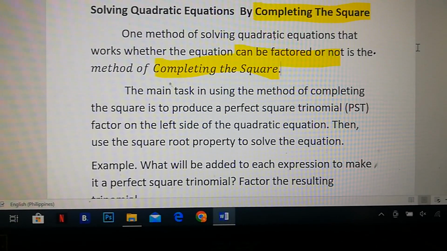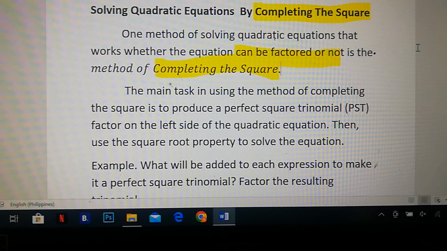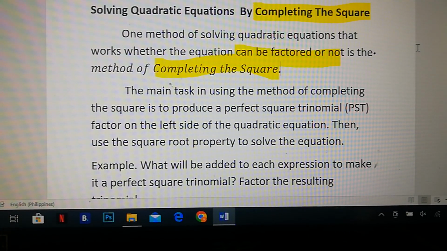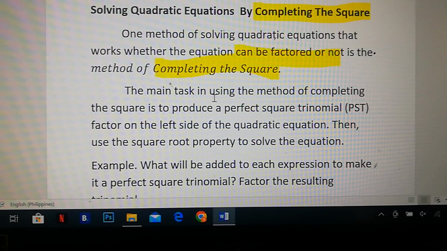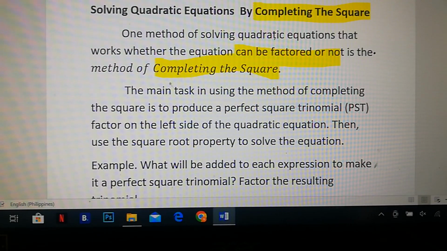Good morning, grade 9. I will introduce to you another method of solving quadratic equations. We are done with extracting square roots and factoring. This time, another method: completing the square. You can use this method whether the quadratic equation is factorable or not factorable.